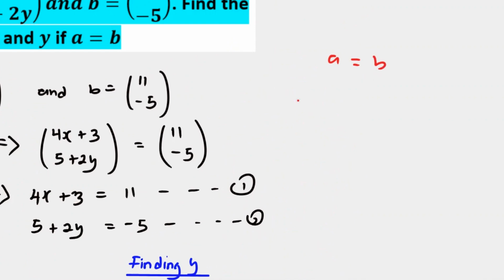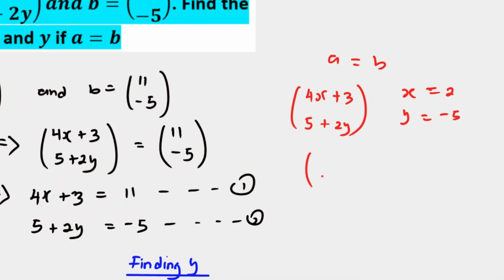So now the vector A has component 4x plus 3, and then the y component, we have 5 plus 2y. Now that we know the values of x and y, remember, x is equal to 2 and y is equal to negative 5. So we're going to verify here to see whether the vectors A and B are the same. So let's do the substitutions here. So we're going to get 4 times x, and x is 2. So 4 times 2 plus 3.